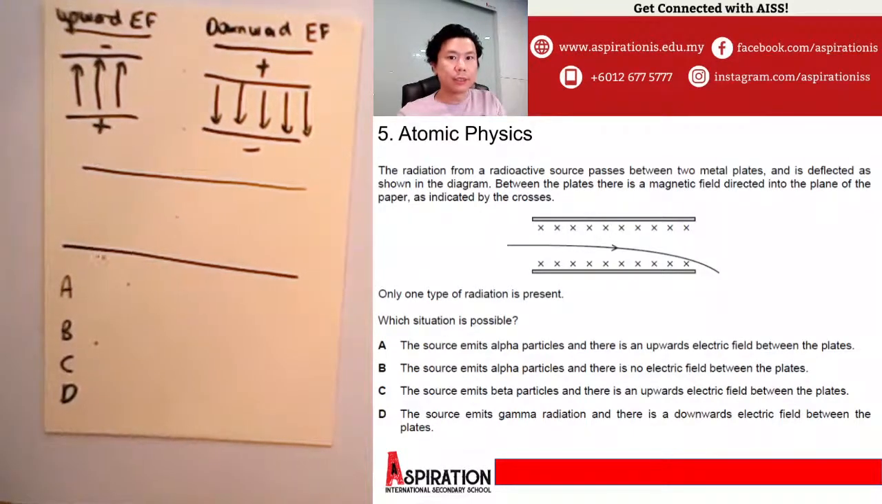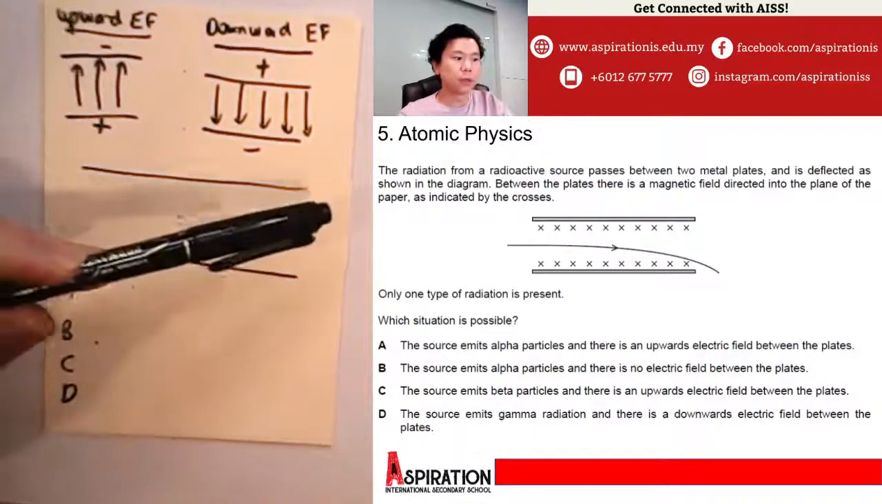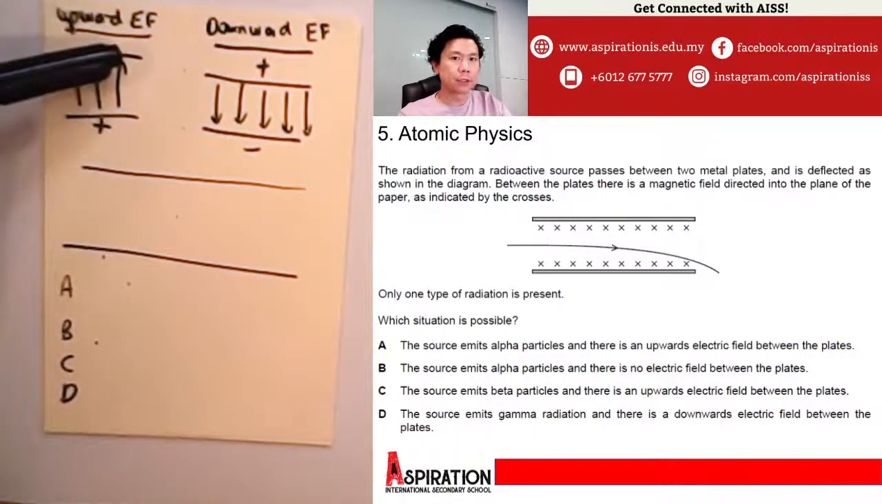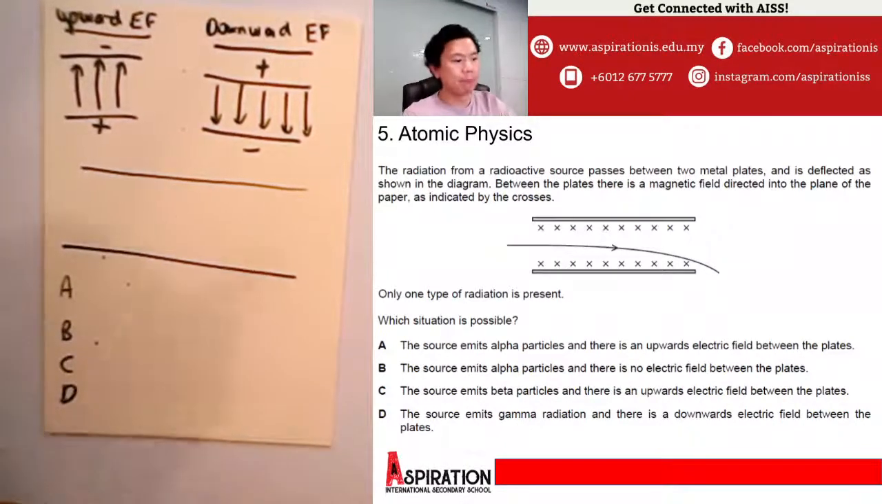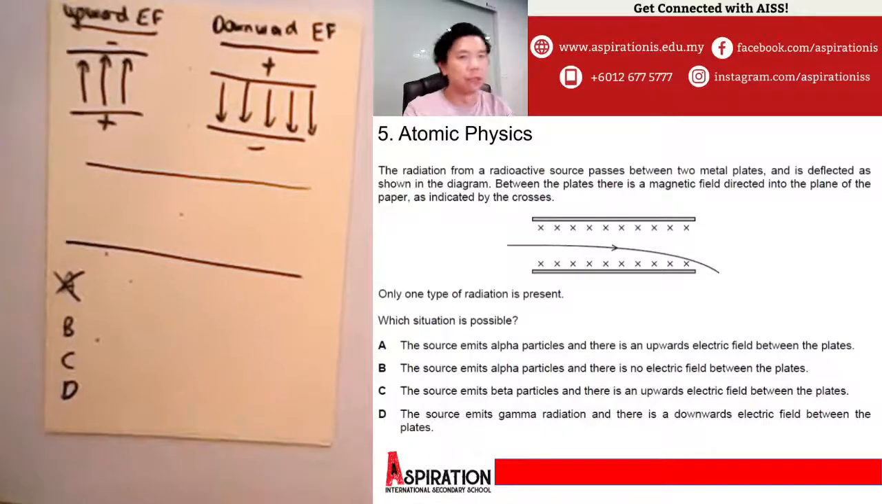According to A, there's an upward electric field. So the alpha will be attracted to the top negative terminal. So the alpha will go up. That's how we know that A is absolutely wrong.